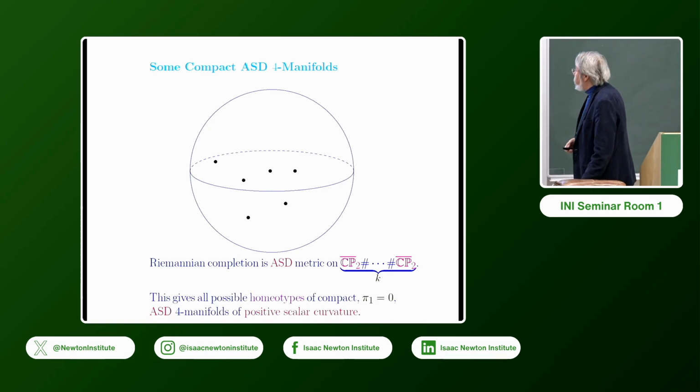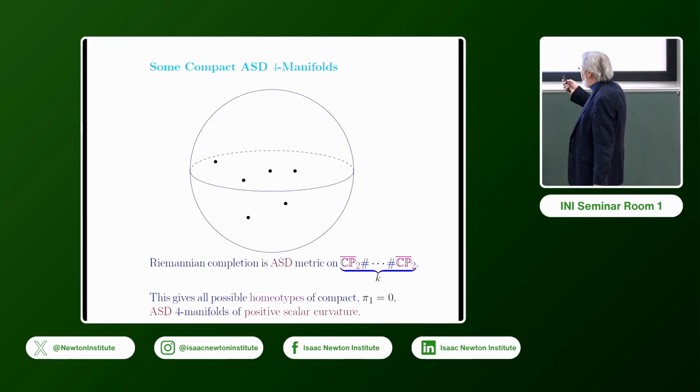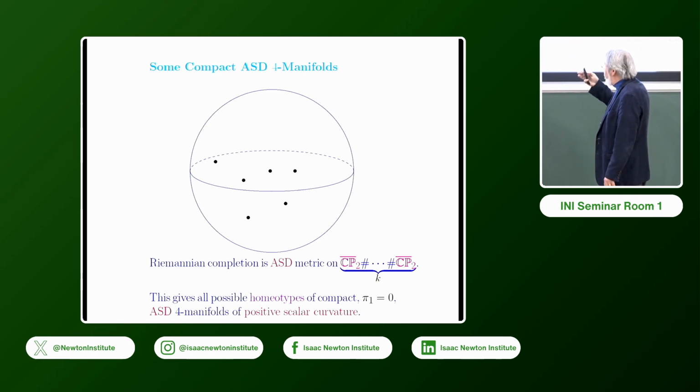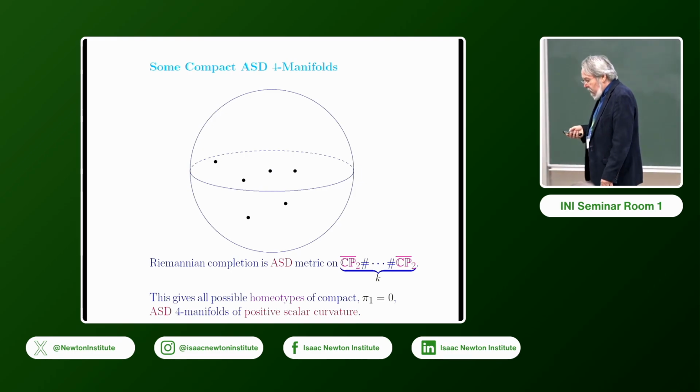Now, it turns out that this actually gives all possible homeotypes. Up to homeomorphism, these are the only possible positive scalar curvature simply connected compact anti-self-dual four-manifolds.